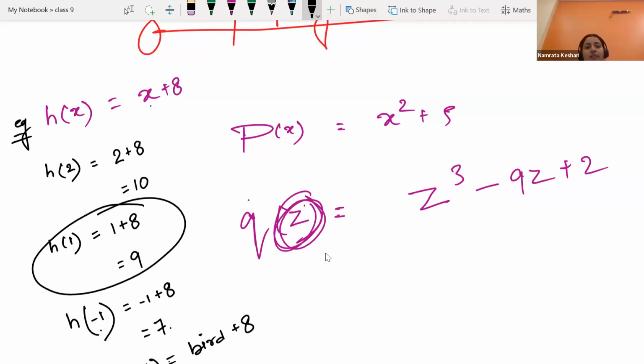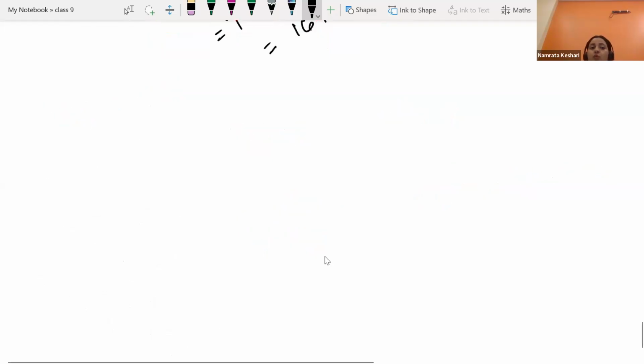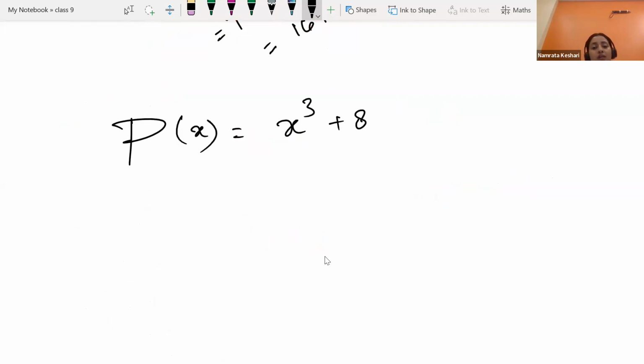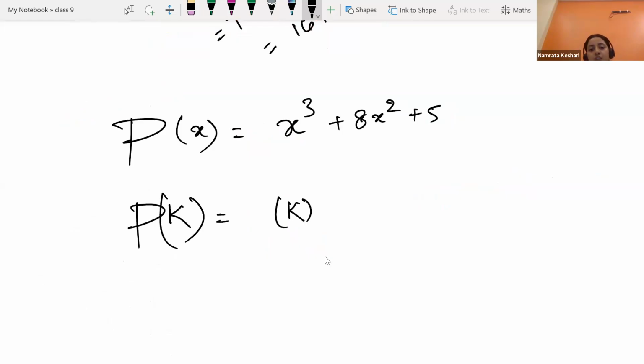Okay, so that is how we need to represent the polynomial and how exactly we have to find the value at a certain given x value or y value. Similarly for z, similarly for x. If you are having one more example, I must add over here. If p(x) is x cube plus 8x square plus 5, and you have to find p(k), so you will say k cube plus 8 into k square plus 5. And after this, you cannot do anything. This is your final answer. Got it?